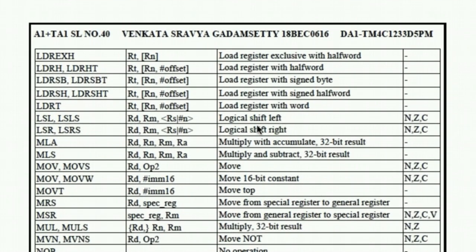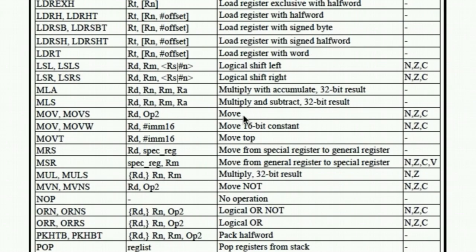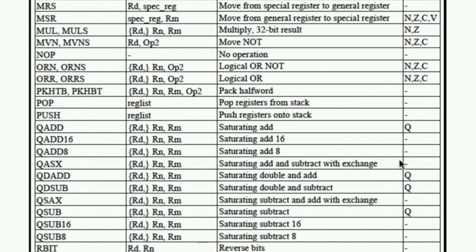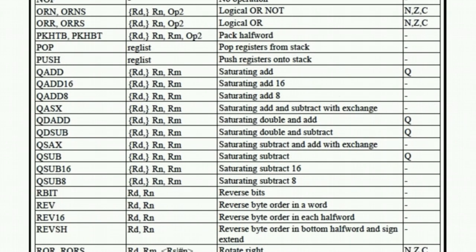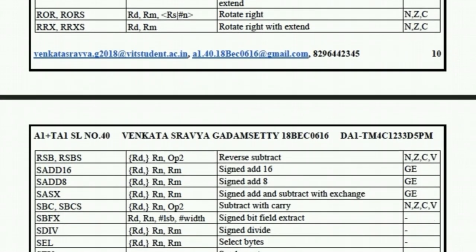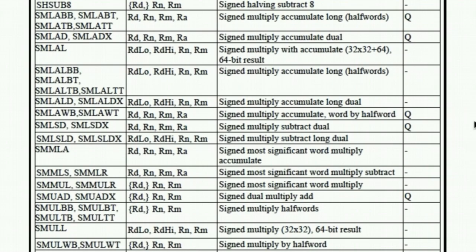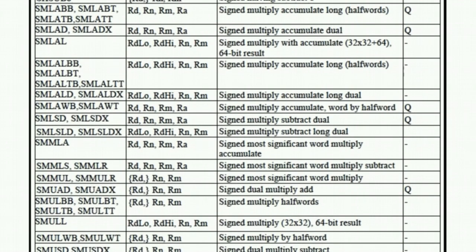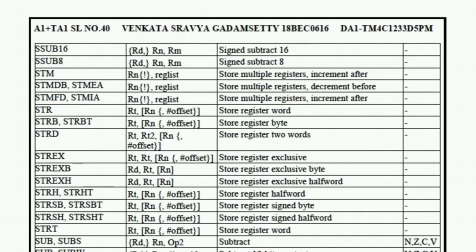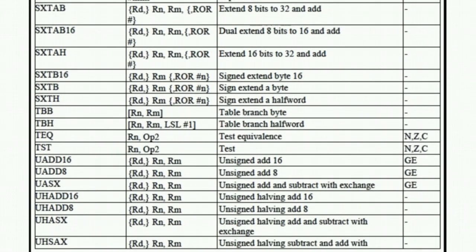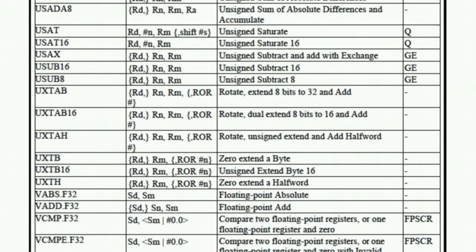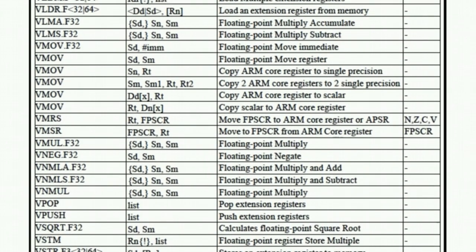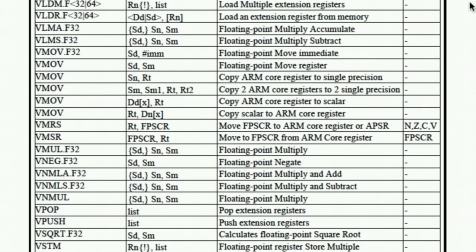We have a logical shift left and a logical shift right. We have the move operation. We have a logical OR not. We have saturating add, rotate right. We have the signed multiply accumulate instruction. We have signed subtraction. And we have a test if equivalent. We have the rotate instructions. We have a floating point divide instruction which is used for division.